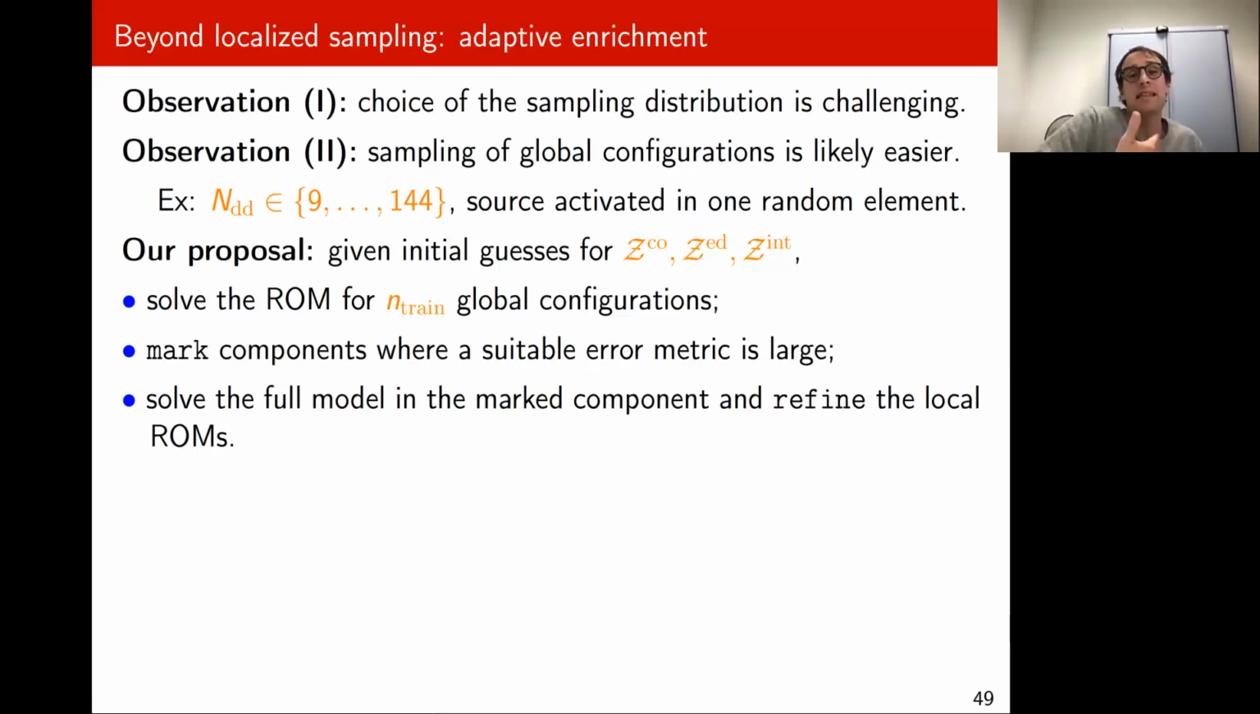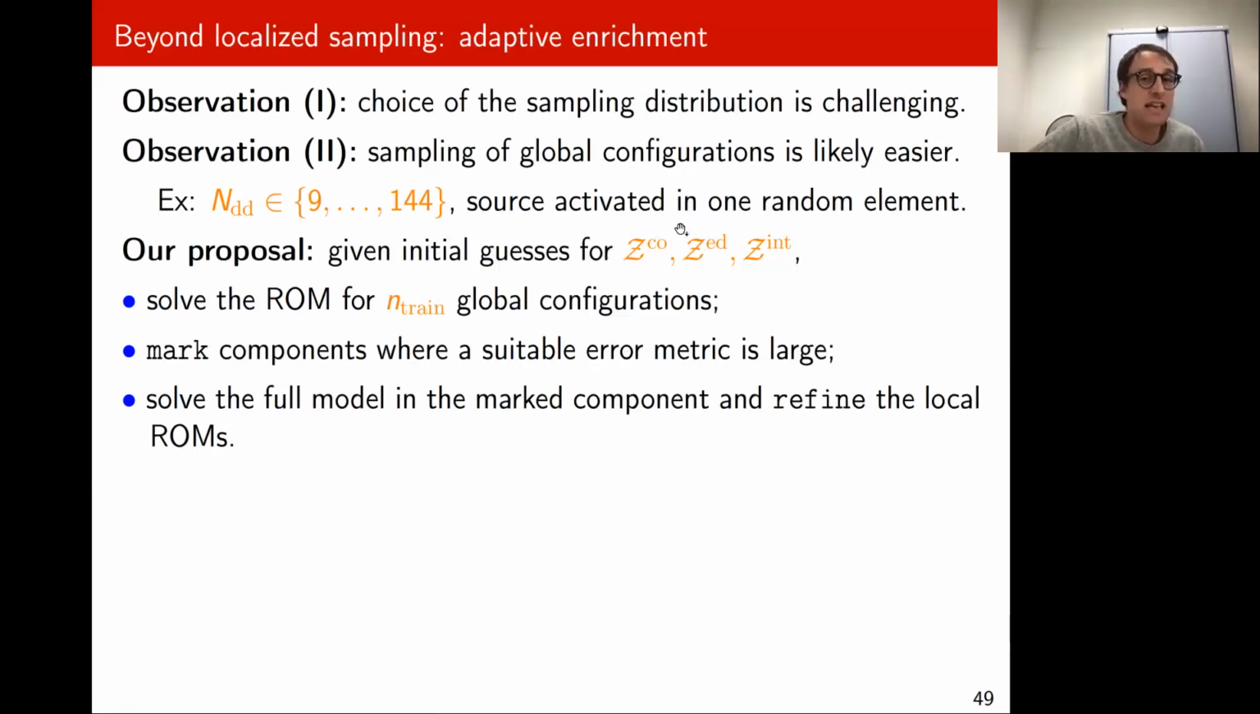On the other hand, the sampling of global configuration is supposed to be significantly easier. For instance, for this test case, we may assume to know the range of components that we may have, say from 9 to 144. And we may allow ourselves to know that the source is activating in just one random element or in just 2 random elements or something like that.